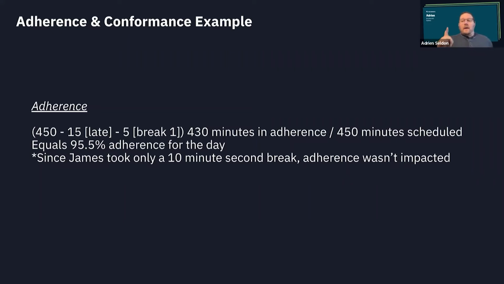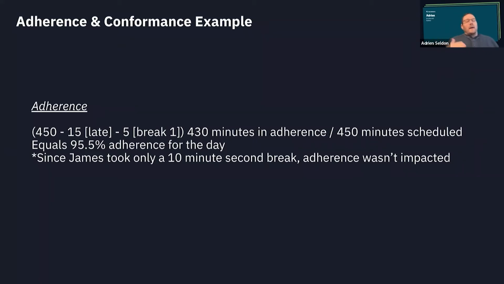Now, in the previous example here, the agent, James Bond, was late to both breaks by 5 minutes. And this is where it gets into a bit of a trickier part. You have to know that adherence is looking at what the agent did compared to their scheduled shift. And in this example, we're looking at compared to their productive events for the day, not all events of the day.